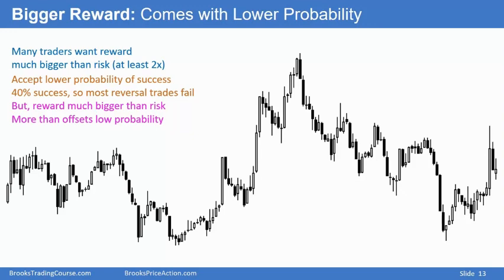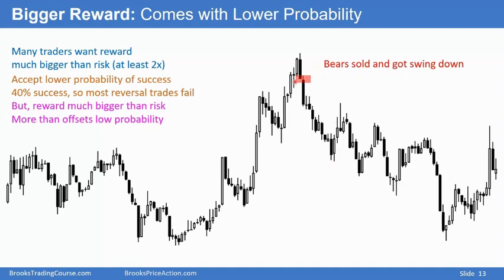Reversal trades in general are low probability trades, but the stop is not far, so the risk is small, and you might be entering at the beginning of a big trend, so the reward is very big. Very big risk-reward, very strong risk-reward. Reward much bigger than risk, but the probability is only about 40% when you have a good looking reversal setup. However, the reward being so much bigger than the risk more than offsets the relatively low probability, and the trade is still good.